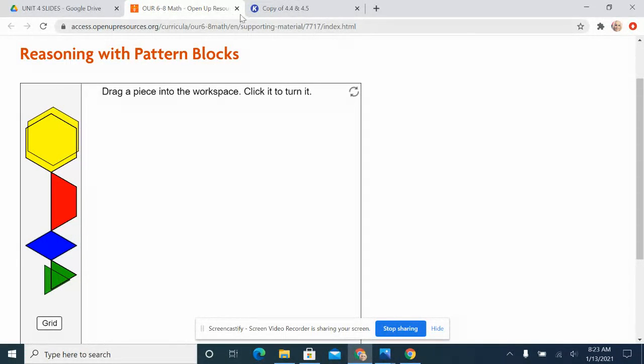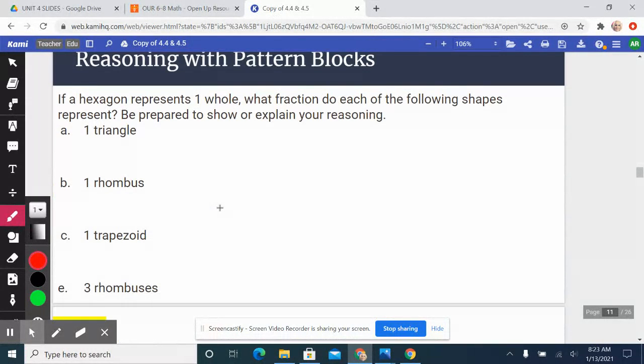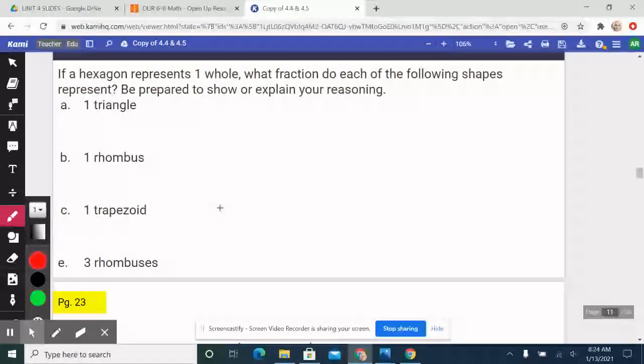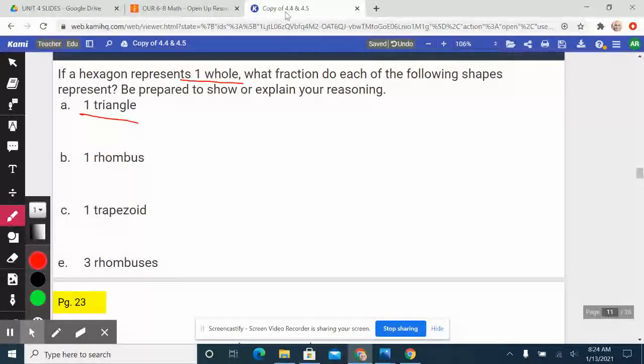Okay, so we'll start on letter A, I believe. Yes, okay. So we're going to do A, B, C, and E on page 22. So for A, they want to know if a hexagon represents a whole, what fraction is 1 triangle? Okay, so I have this hexagon here, and I have the triangle. You saw this when I went over the summary briefly. But right there, that's 1/6 of the whole. So in your notes, you're going to write for A, 1/6.